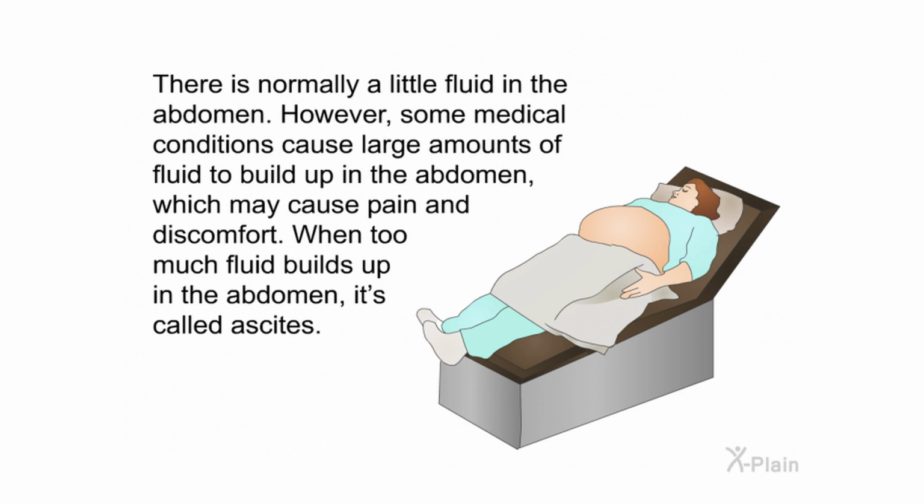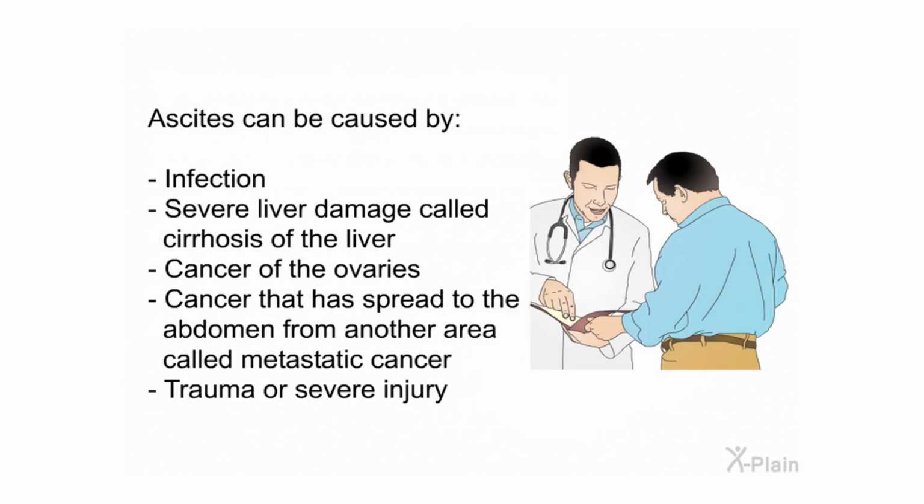There is normally a little fluid in the abdomen. However, some medical conditions cause large amounts of fluid to build up in the abdomen, which may cause pain and discomfort. When too much fluid builds up in the abdomen, it's called ascites. Ascites can be caused by infection, severe liver damage called cirrhosis of the liver, cancer of the ovaries, cancer that has spread to the abdomen from another area called metastatic cancer, trauma or severe injury.